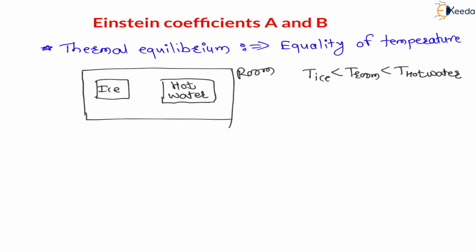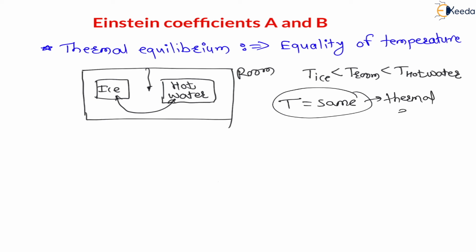Now my dear students, after some time, these three bodies will thermally interact with each other. Room, ice and water will thermally interact with each other, and after some time the temperature will become the same. This condition is called thermal equilibrium for all three components. For thermal equilibrium, the ice temperature will increase, the hot water temperature will decrease, and all three will achieve the final equilibrium temperature. This is called thermal equilibrium.